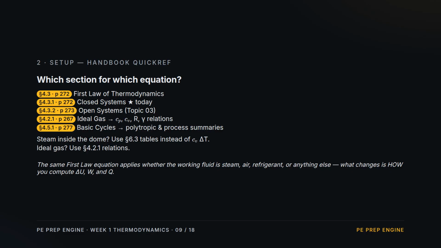Handbook quick reference. The first law chapter splits into closed systems, today, and open systems, next topic. A separate ideal gas section holds the Cp, Cv, R, and gamma relations. The first law equation is the same for any fluid. What changes is how you compute delta U, W, and Q. Steam in the dome, use the tables. Air or combustion products, the ideal gas relations.